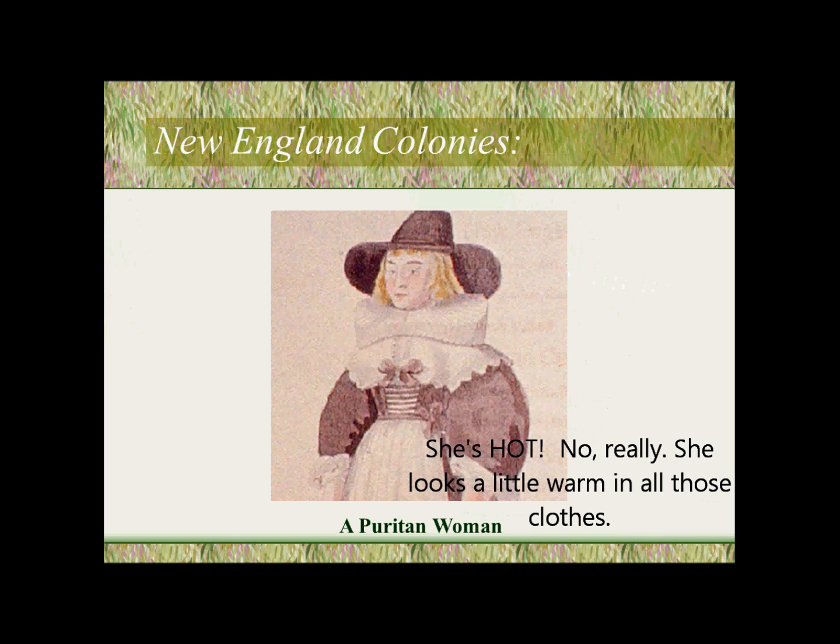So, here's a Puritan woman. Also, I think this is a poster for the new Powhatan High School dress code, ladies.